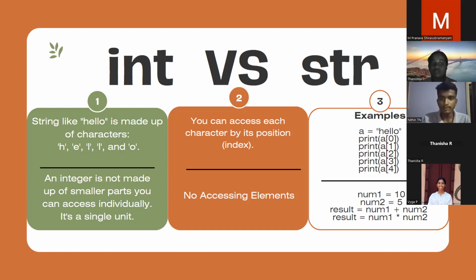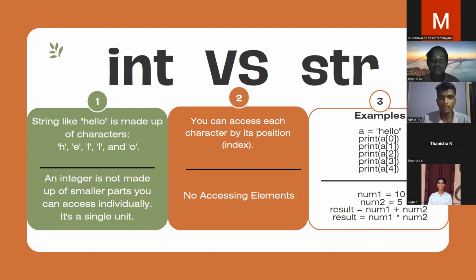That means H would be considered the zeroth position. If you type print A[0], the output will be H. A string can be accessed individually, and a string is the data type made up of a sequence of characters. If you want an example, you can take the name of one of our team members. You can take the name Vaiga.